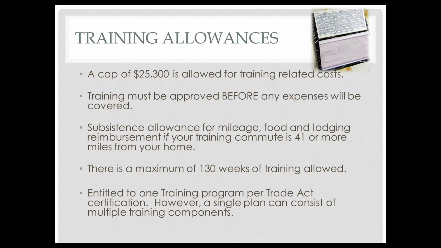Training allowances. Connecticut has a cap of $25,300 for training-related costs. Training must be approved before any expenses will be covered. Subsistence allowance for mileage, food, and lodging reimbursement is available if your training commute is 41 or more miles from your home. There is a maximum of 130 weeks of training allowed, and you are entitled to one training program per Trade Act certification. However, a single plan can consist of multiple training components.